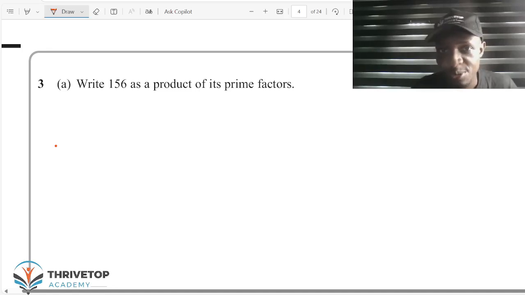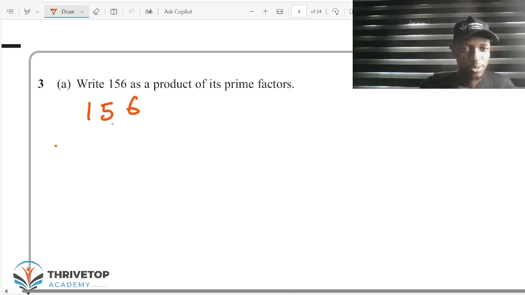Today we'll continue from question 3 of our GCSE past question, IAT year 2023. And the question says, write 156 as a product of its prime factors. Now to do this is as simple as ABC. What we need to make use of is the factor tree. So we're having 156. We need to split this into two.